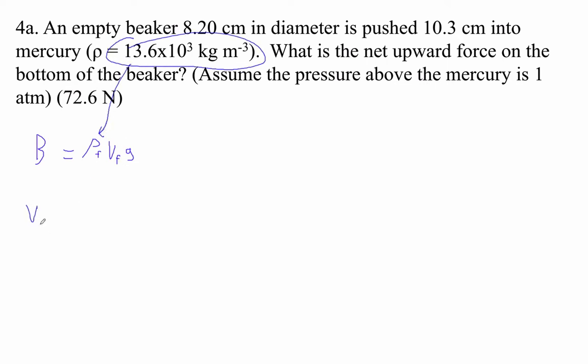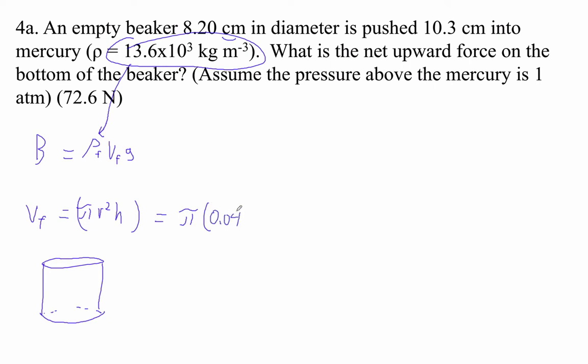The volume of the fluid displaced is going to be pi r squared h. And this is the volume of a right circular cylinder. You do need to memorize that because it's not in the data packet. So a sphere is in there, but a right circular cylinder is not. Okay, so the volume of the fluid displaced is pi times, and this is diameter and it's centimeters, so 0.0410 squared. And then the height is 0.103 meters.